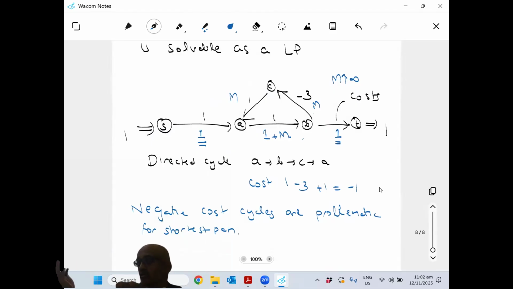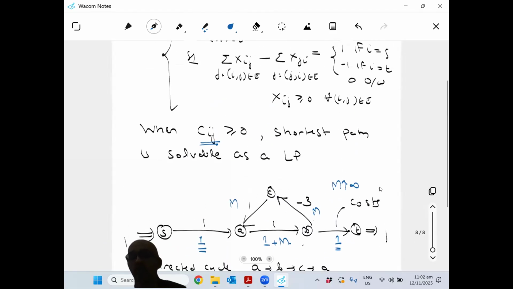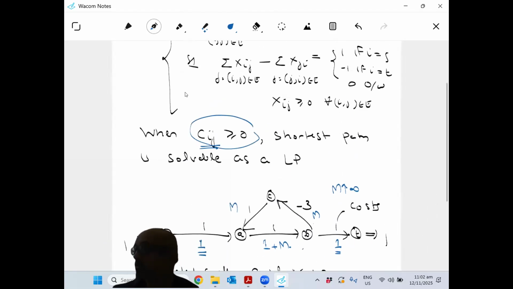Why would I take a cycle? So there's only an issue because there are negative costs here. Negative costs with directed cycles are an issue for shortest path. That's a hard problem. But if your costs are non-negative, no problems. You can solve it in polynomial time with an LP.